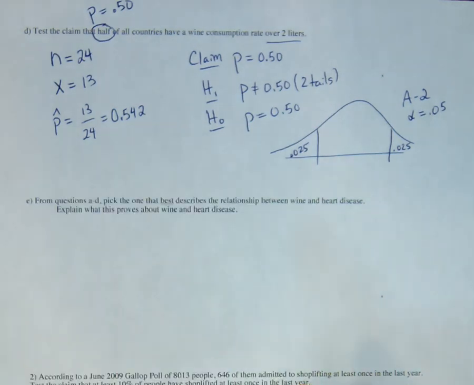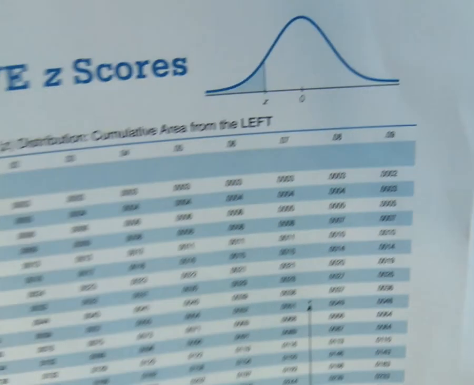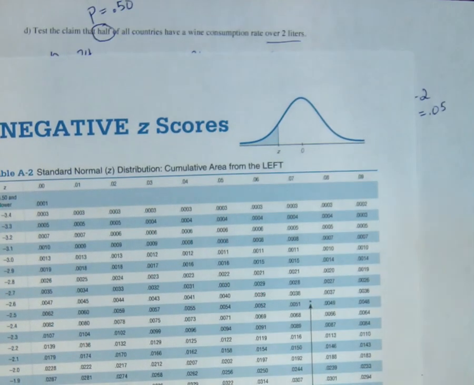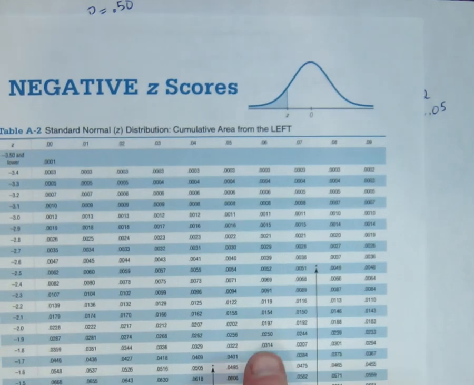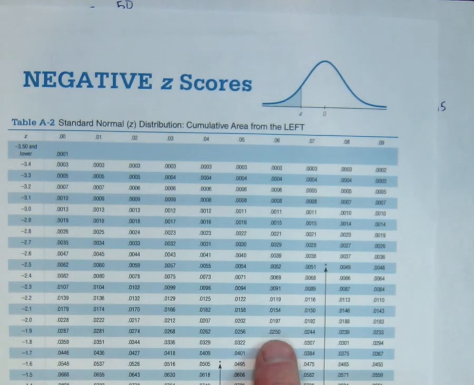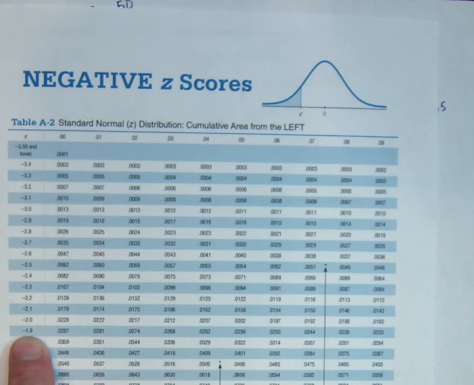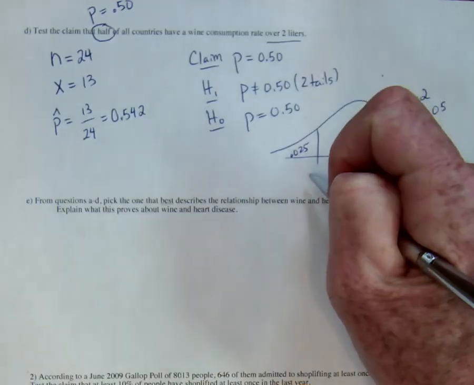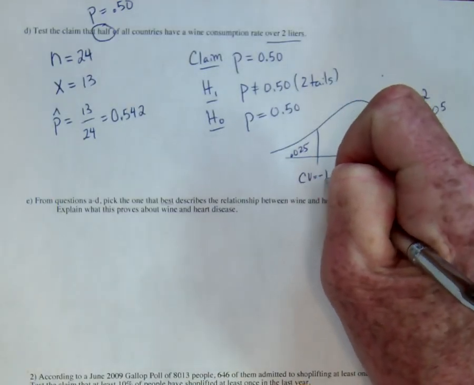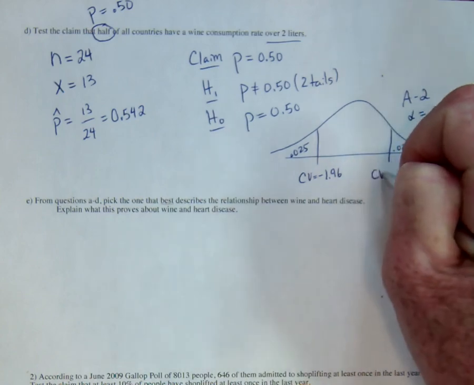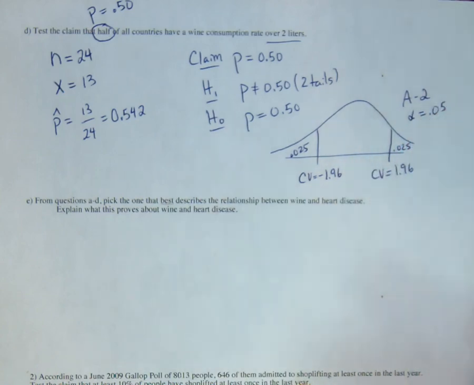And if you were looking for this to be 0.025, that is right here. So the critical value is one of the most famous ones. It's 1.96. On the left side, it's going to be negative 1.96. On the right side, positive 1.96.